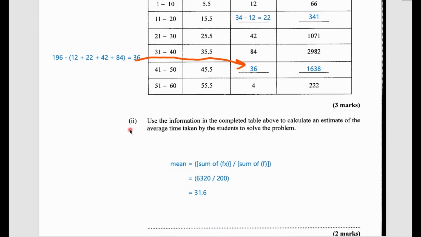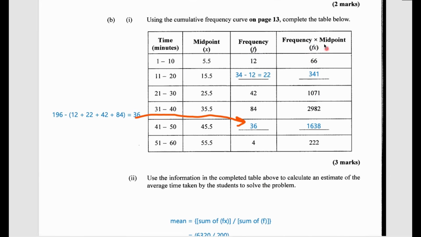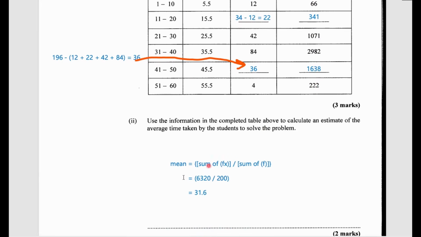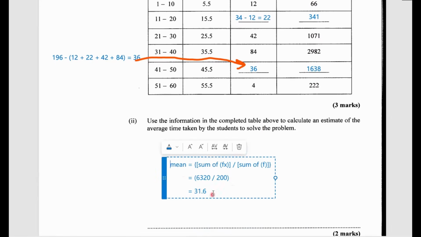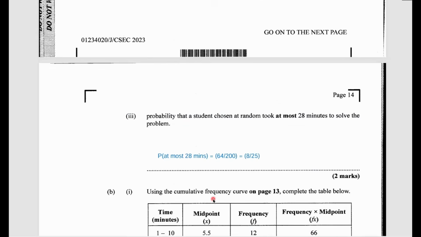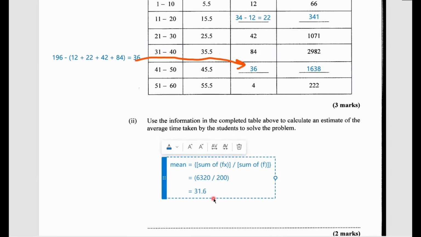Part 2, using the information, calculate and estimate the average time. As you will know, mean is your sigma fx over sigma f. I couldn't get the sigma symbol, but you know, sum of fx values over sum of f. If I add all of this coming down, I should get 6320, and I divide by my sigma, which we all know is 200, and I get 31.6 as your average time. That is in minutes, and maybe I should put in minutes. Yeah, it's minutes, right?